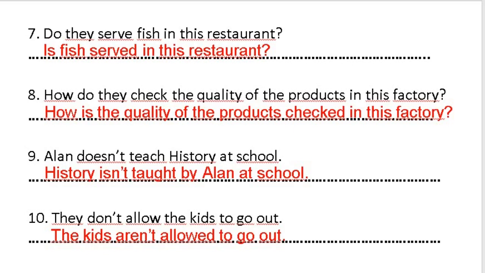Ten, they don't allow the kids to go out. Who doesn't allow the kids to go out? They. So they is the subject of our sentence. What do they not allow? They don't allow the kids to go out. Okay, the kids aren't allowed to go out. The kids is the object of our sentence. They aren't allowed to go out is the passive form.